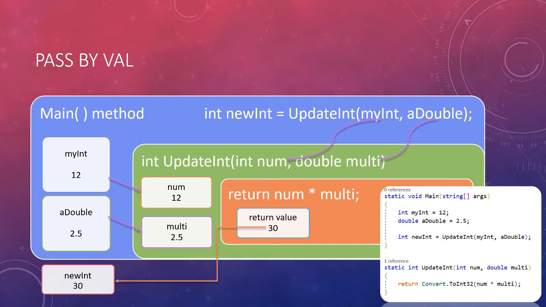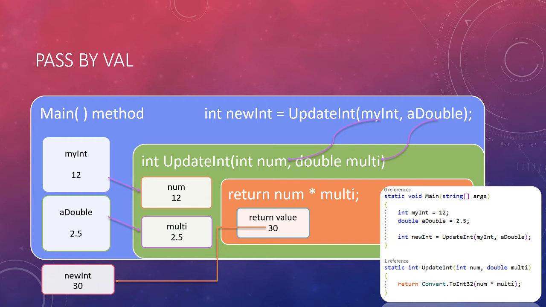Okay, so what's important about this? Whenever I call update int, copies of the variables are created. So anything that my method does to these variables, which it doesn't do, but if it updated them, it wouldn't affect the main method, because these instances would be destroyed when this update int method was done running. They're local just to that method.